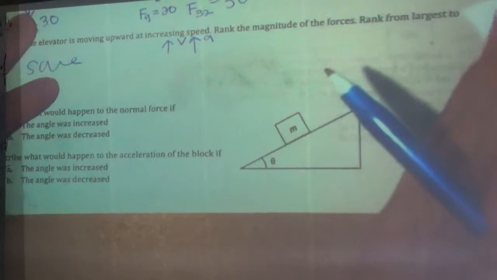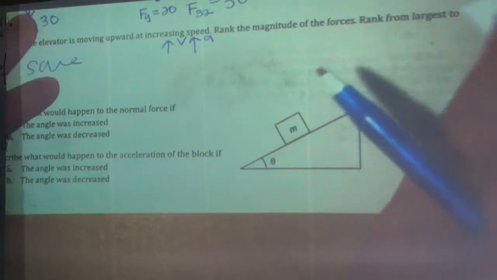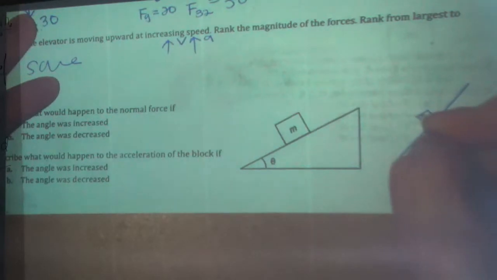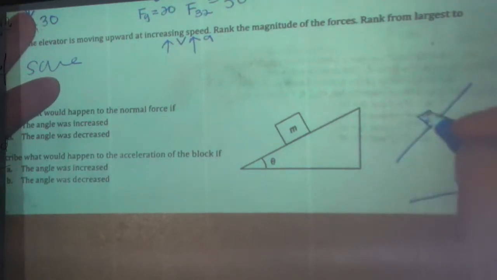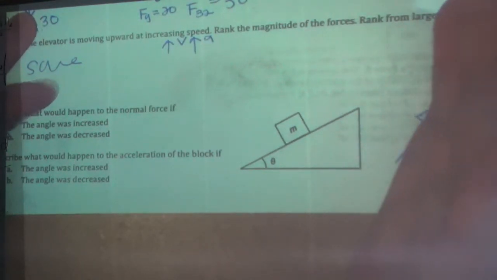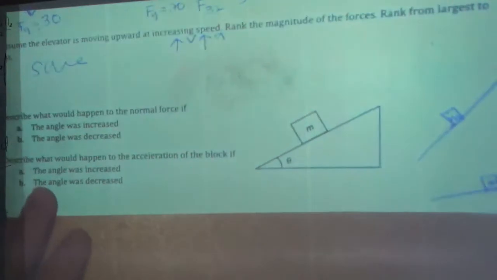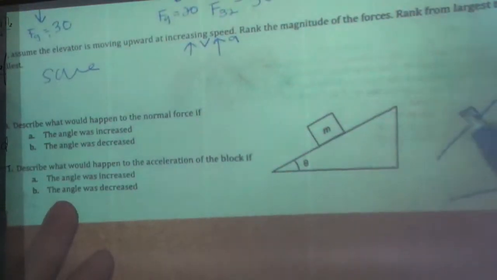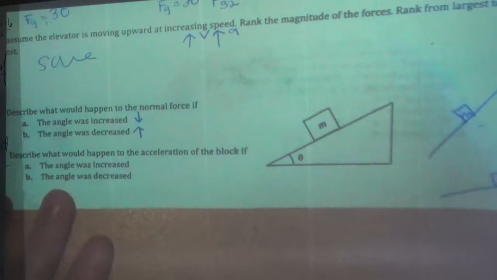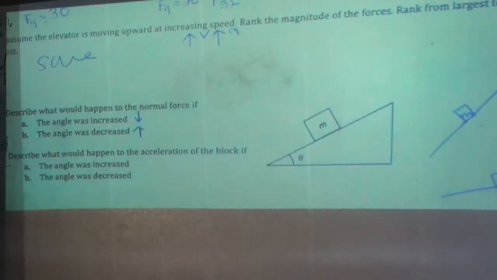As you increase the angle, you get a smaller and smaller normal force because the component of the weight across from the normal force is the mg cosine. So the bigger and bigger your angle gets, the smaller and smaller that cosine of the angle gets. So if the angle is increased, you get a much smaller normal force. If the angle is decreased, you get a bigger normal force until it is just equal to the weight when it's flat. What happens to the acceleration of the block?